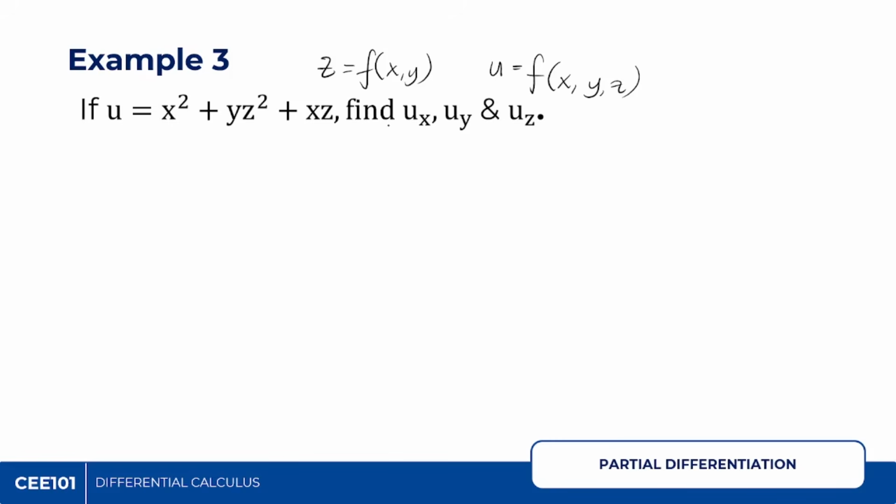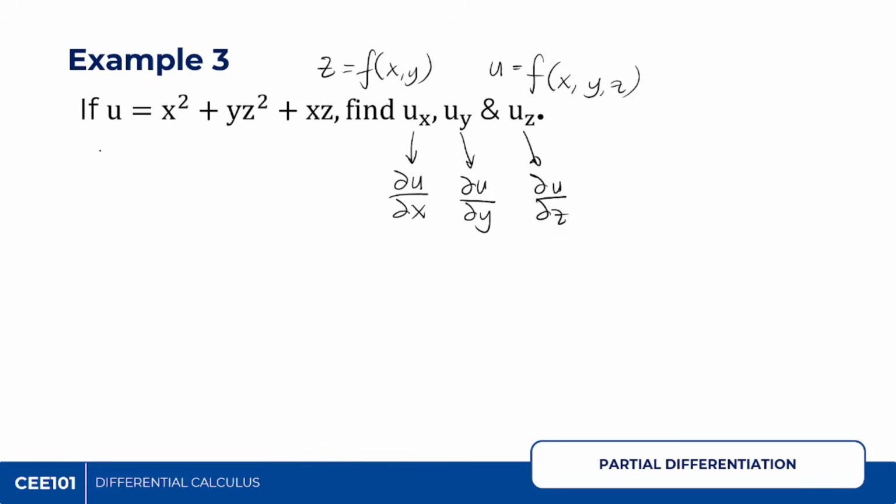Okay, therefore, find u_x or u sub x, meaning to say, we will be deriving the function u with respect to x. Yan yung ibig sabihin nito. Then this one is partial deriving the u function with respect to y. And ito naman, partial deriving the u function with respect to z. Okay? Kapag tatlong variables na or independent variables.